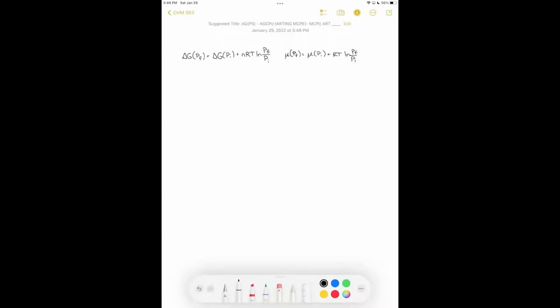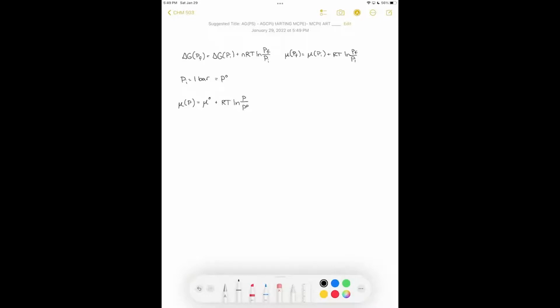So if we choose our initial pressure to be 1 bar, what happens to this? Well, instead of writing P initial, we'll write P degree, where that degree is talking about the standard conditions. So here we would have the chemical potential at some final pressure P is equal to the chemical potential at the standard pressure, which we denote by mu degree, plus RT natural log of P over P degree.